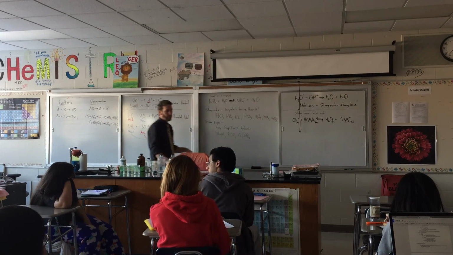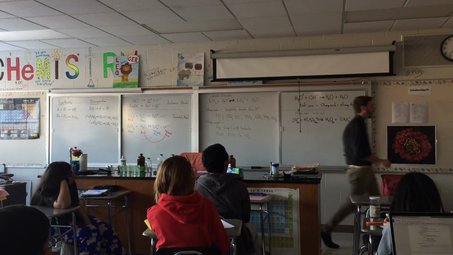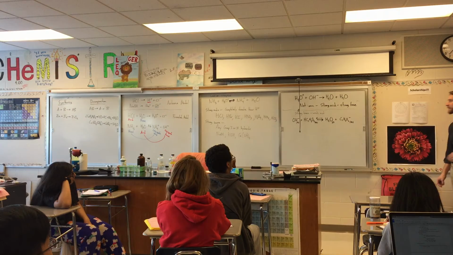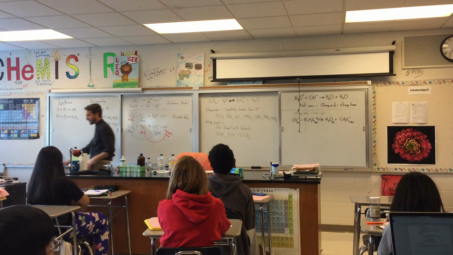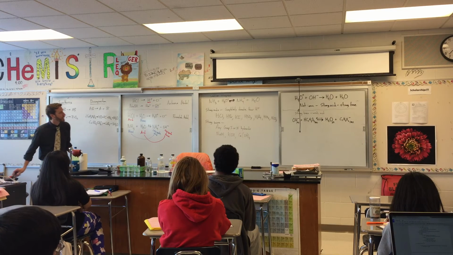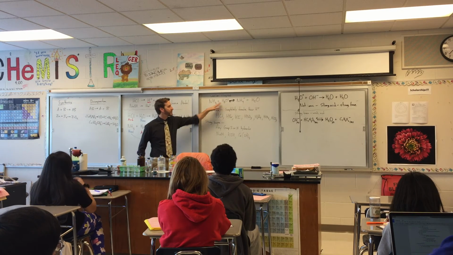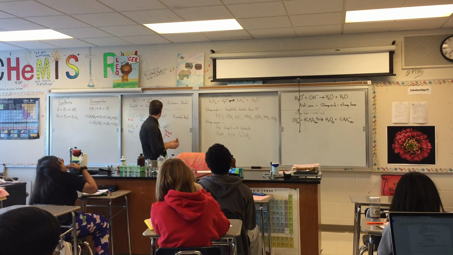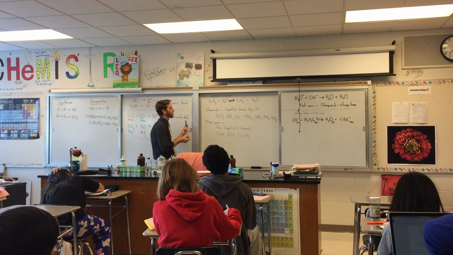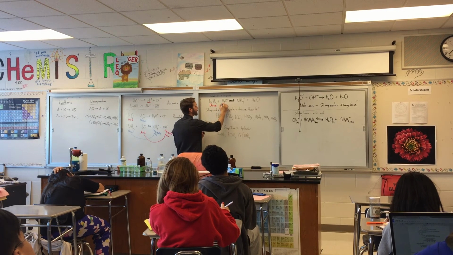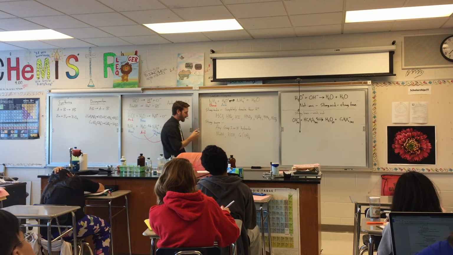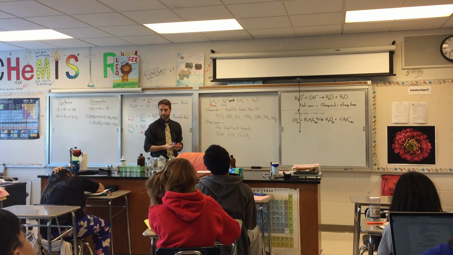All right? Before we're done here, let's do a quick identification of acid-base conjugate pairs. For this reaction, who's the base, who's the acid? Ammonia is the base, H3O plus is the acid. Who's the conjugate base? H2O.